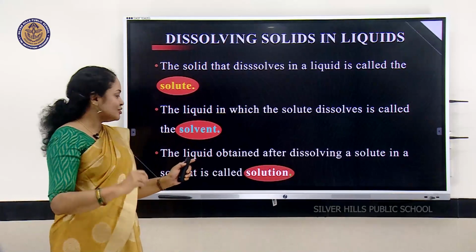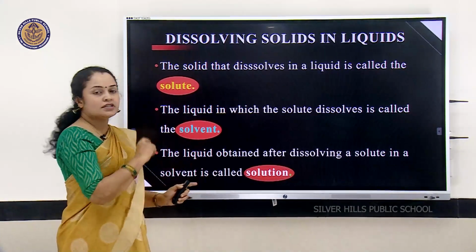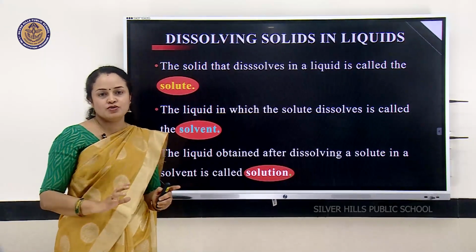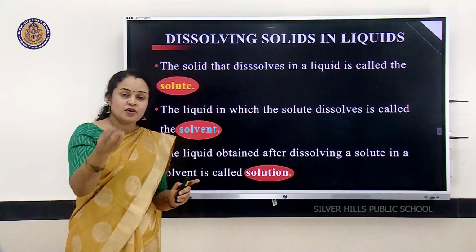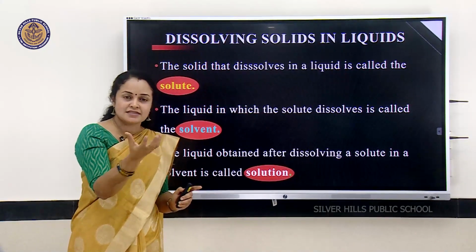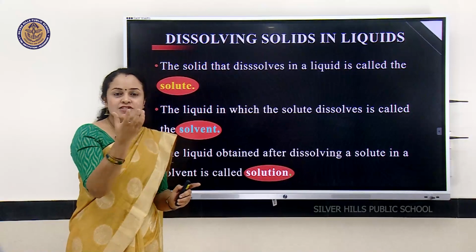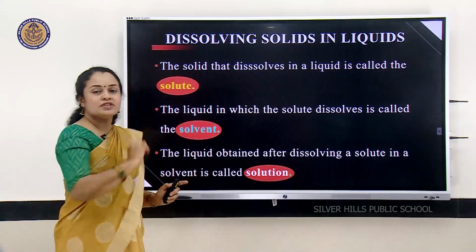Now what about solution? The liquid obtained after dissolving a solute in a solvent is called solution. So when you add the solute to the solvent, the liquid which you get as a result is known as the solution. So solute plus solvent will give you the solution.